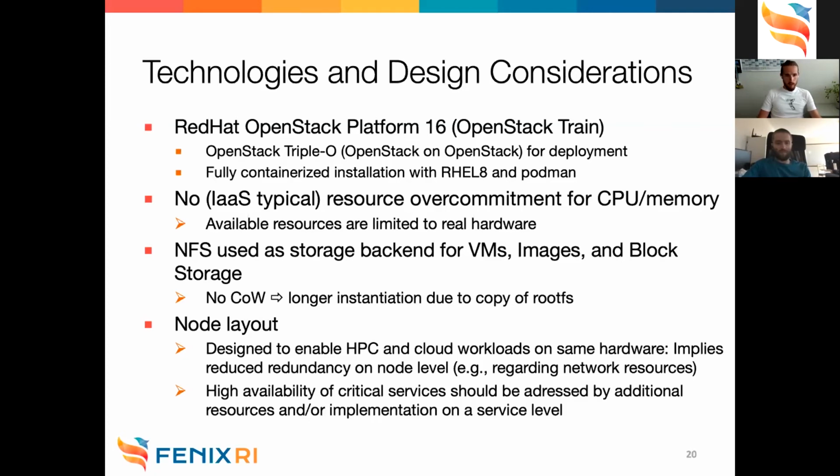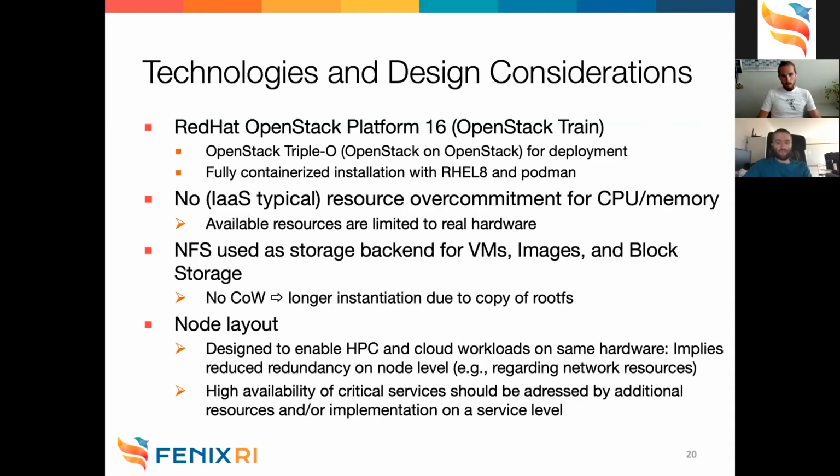What's different for the cloud with respect to cloud offerings by Amazon or Google is that we don't overcommit resources. So let's say you request one CPU, you will also get that one CPU. It's different with respect to normal cloud providers. They usually overcommit resources. This was, I think, a decision by Fenix. So it was not a decision by us to go that way.